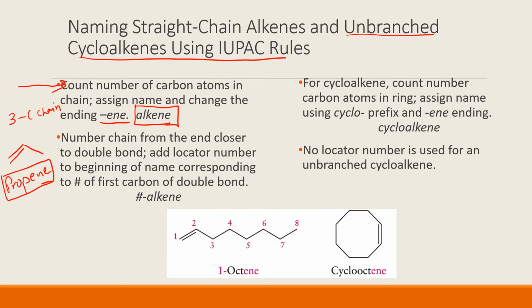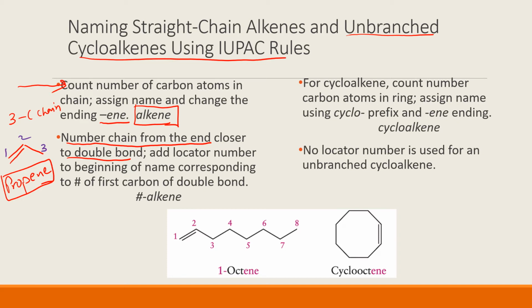However, propene is not the final name. There is one modification to the name which I'm going to explain right now. Once we figure out the number of carbon atoms, and based on that we know the name of the alkene, the next thing we need to do is number the chain from the end which is closer to the double bond. So in case of this alkene we will number it from the left hand side because that's where the double bond is closer. So that would be 1, 2 and 3.